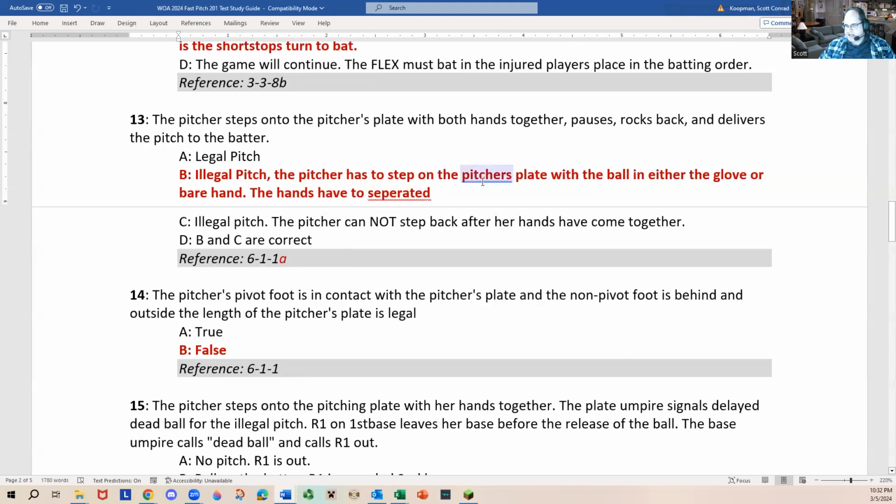Now, the pitcher has to step on the pitcher's plate with the ball in either the glove or the bare hand. The hands have to be separated. The misspelling is in the study guide. So hands have to be separated. This is the definition of how it has to be legal, and it's not. It's an illegal pitch. It's B. You find that in 6-1-1, subnote A.